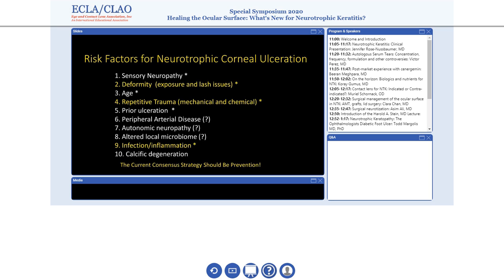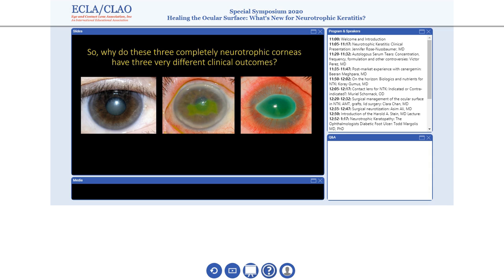So it turns out, what are the ones that we can control? Deformity, repetitive trauma, and infection and inflammation. And now with the work that Dr. Ali has brought to the field, maybe we can start getting into taking care of the sensory neuropathy as well. But taking the sensory neuropathy aside, the current consensus strategy should be prevention. Deformity, repetitive trauma, and infection and inflammation are the big issues here. And if we can control and prevent, we're going to be much better off than doing these various therapies. And I tell you, like I said, I've tried them all except the neurotization, and I've been pretty much not that satisfied.